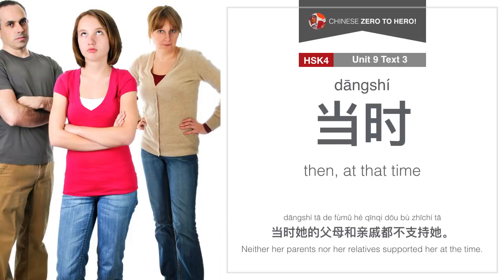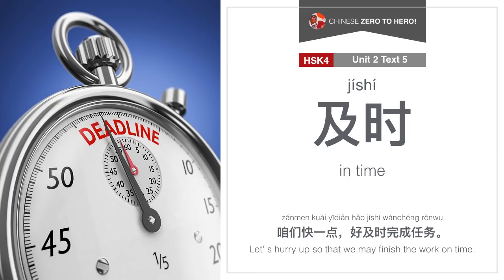In HSK 4, we also learn the word 当时 meaning then, at that time. 当时她的父母和亲戚都不支持她 Neither her parents nor her relatives supported her at the time. In HSK 4, we also learned the word 及时 meaning in time, as in just in time. 咱们快一点，好及时完成任务。Let's hurry up so that we may finish the work on time.